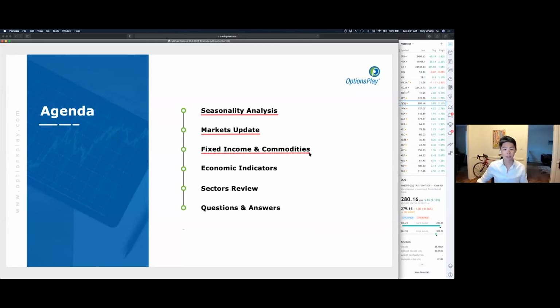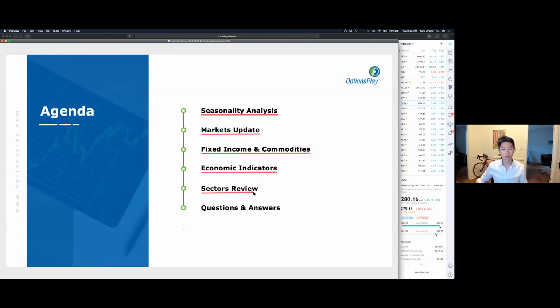We'll take a look at fixed income and commodities. Fixed income markets are giving us a lot of signals here, if you will, that we want to make sure we take a look at. Then we'll take a look at the economic indicators, some of the changes that we've seen from economics, both from GDP as well as the services and the shape of the recovery.